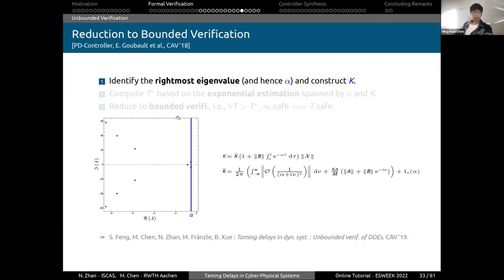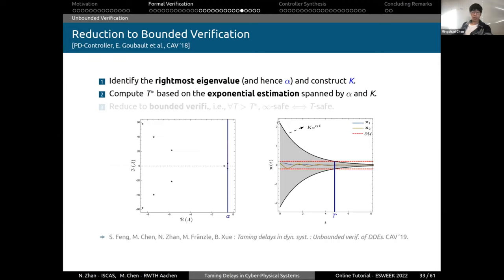So first, we provide techniques to identify an upper bound on the real parts of all the eigenvalues by identifying the rightmost eigenvalue. So here you see the rightmost eigenvalue, and then we provide a way to compute alpha and also to construct the constant k, which is needed in the stability criterion. And this is the way to compute k, but I won't go into details there. With those constants, we actually have an exponentially decreasing stability certificate. And this exponentially decreasing stuff necessarily encloses all the possible reachable sets of the system.